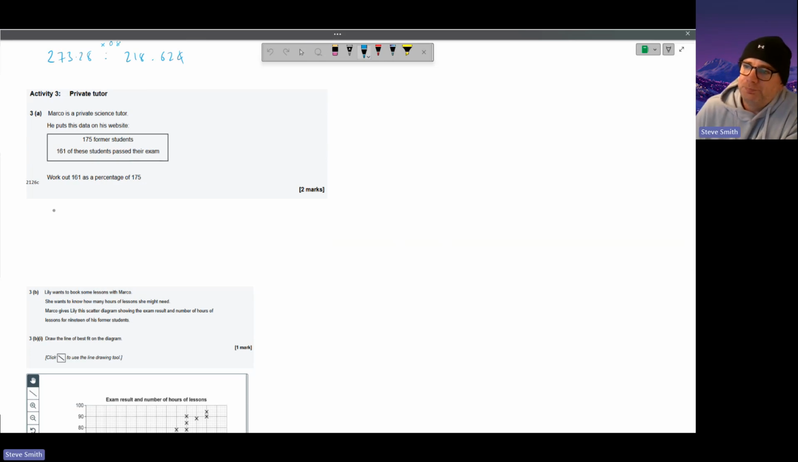If you remember, once we've got the fraction, the method is to work out the decimal and then the percentage. We've got a fraction looking right at us here. He's saying 161 pass out of 175. That's our fraction. So already we've gained all the knowledge we need to get our 2 marks. So we're going to go 161 divided by 175, which gives us our decimal, and then multiply that by 100. Not 106, 100. And that'll give us our percentage.